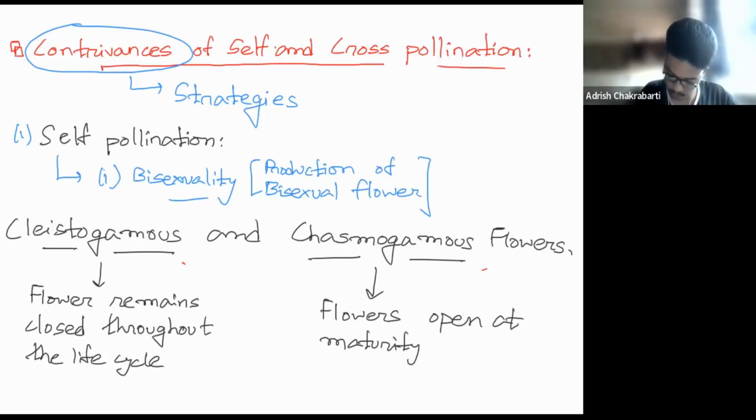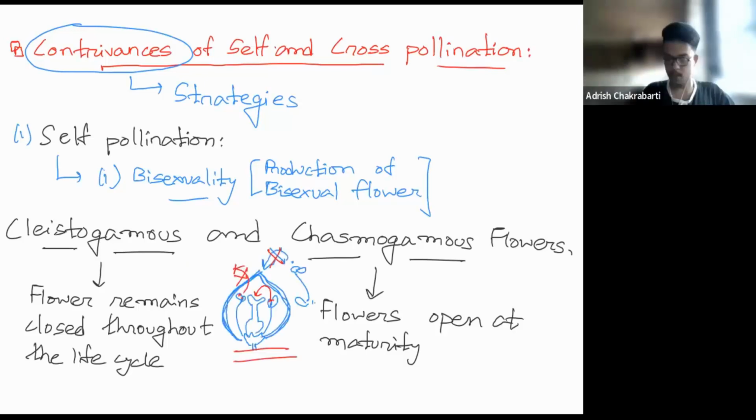Let me just keep the diagram. Done. So cleistogamy, in this particular condition, the flower remains closed throughout the life cycle and it facilitates the process of autogamy. Obviously, this is very clear. The flower showing cleistogamy is known as a cleistogamous flower, and the opposite of cleistogamy is chasmogamy, and the flowers which exhibit chasmogamy are chasmogamous flowers.